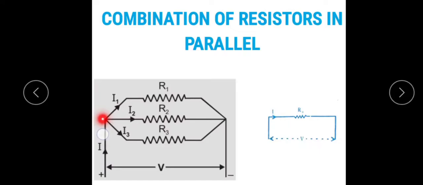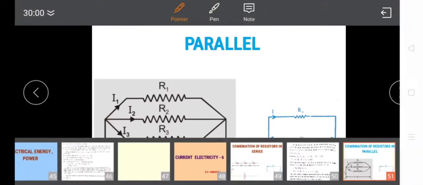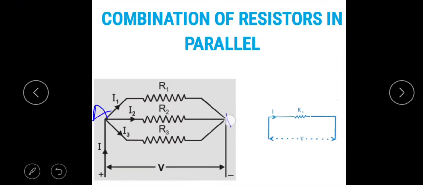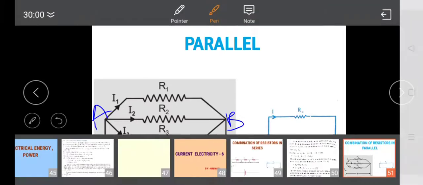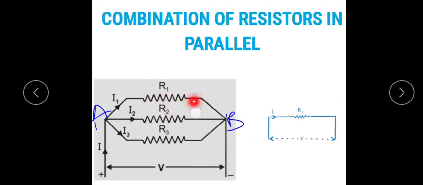This point is considered as A and this side is considered as B. So A and B are the two points. All three resistors are connected to these two common points only. The resistor R1 is connected to A and B, then the second resistor R2 is also connected to A and B, and the third resistor R3 is also connected to A and B.